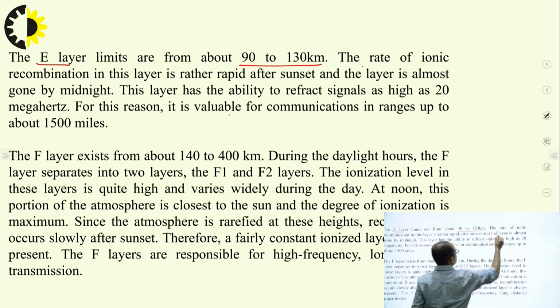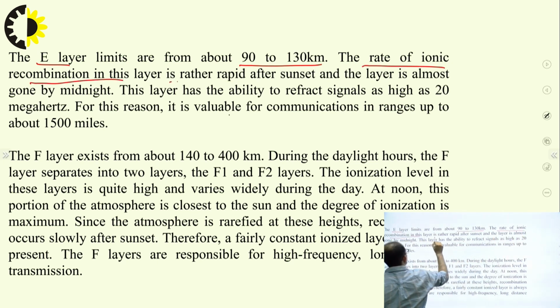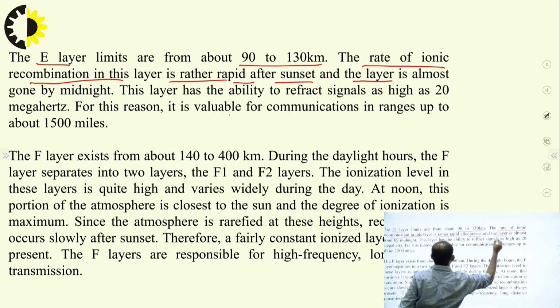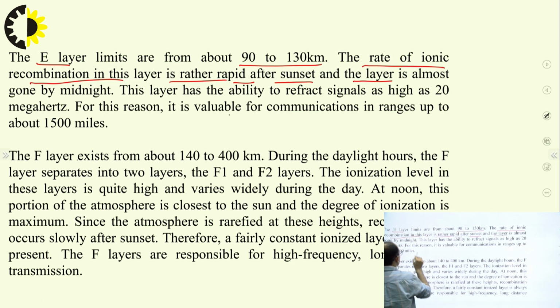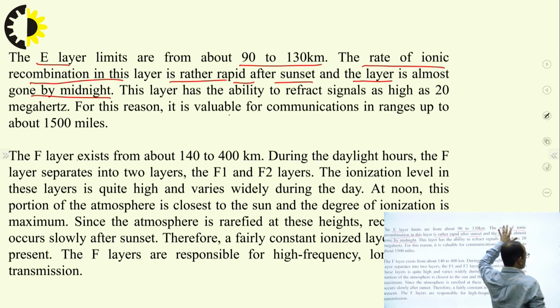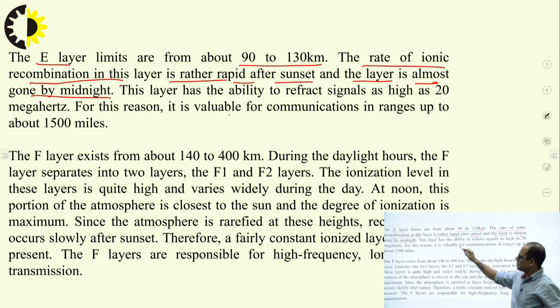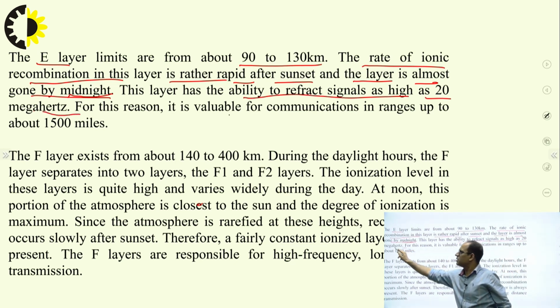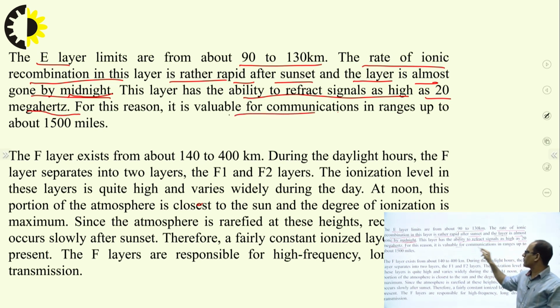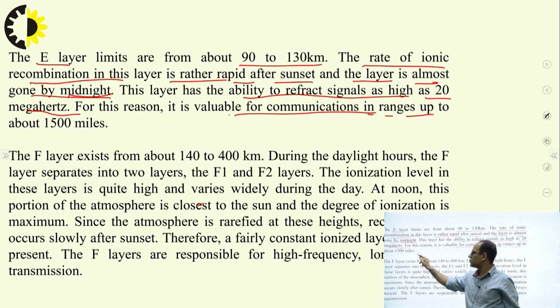The rate of ionic recombination in this layer is rather rapid after the sunset, and the layer is almost gone by midnight. Recombination takes place after the sunset, but the rate of recombination is less, but by that this layer disappears by midnight. So this layer has the ability to reflect signals as high as 20 megahertz. Clear? It is valuable for communication ranges up to about 1500 miles.